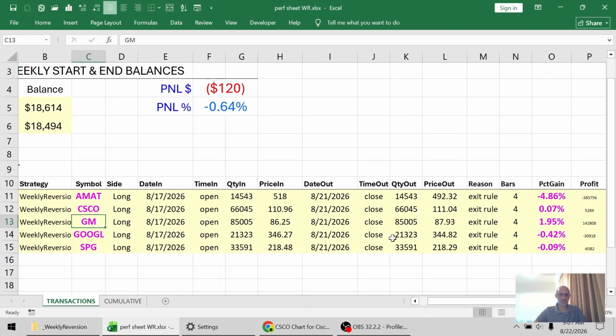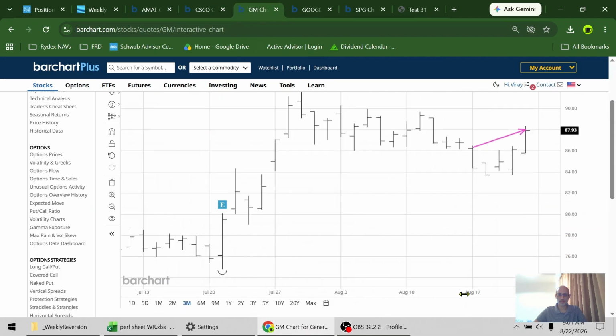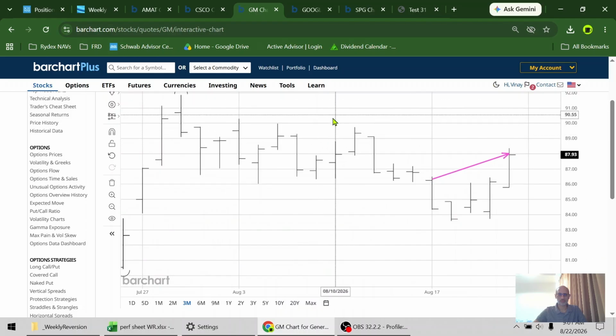Next trade was GM, General Motors. That was the best trade of the week. It was up 2%. And GM's trade looked like this. Based on prior weakness, this is the Monday entry. We bought here and we sold here Friday for a gain.